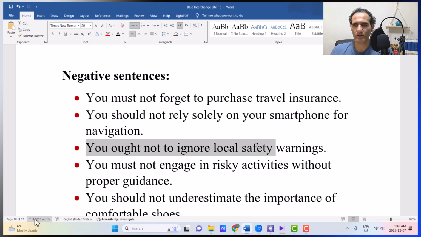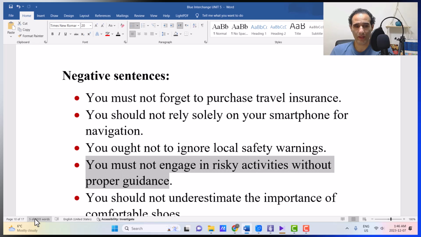You ought not to ignore local safety warnings. Okay, negative of ought to. Of course, ought to is not that commonly used, but because the grammar is here, I teach you. You must not engage in risky activities without proper guidance.